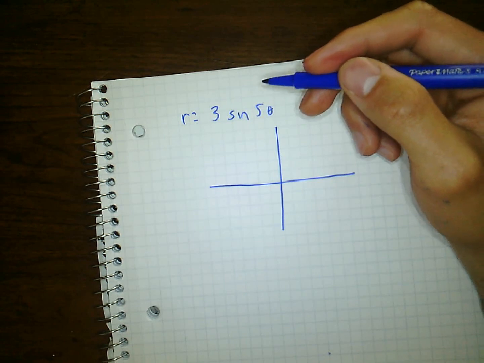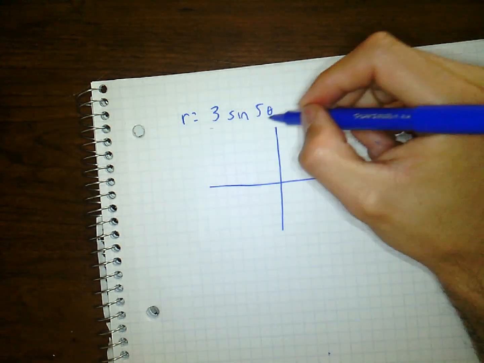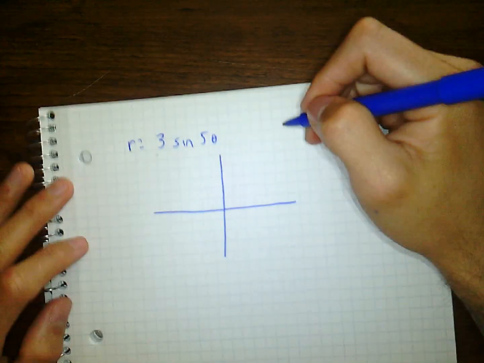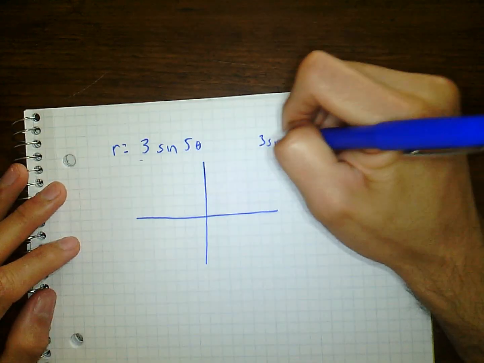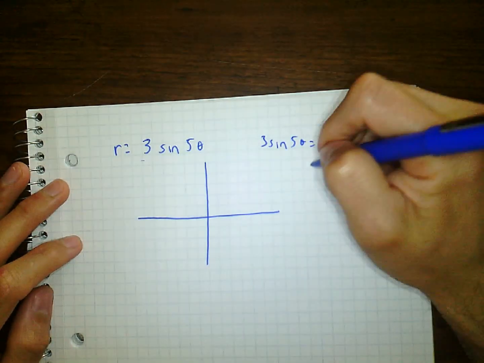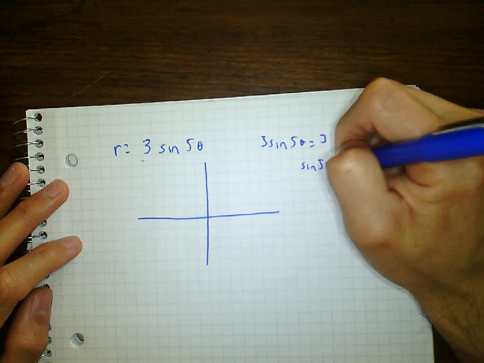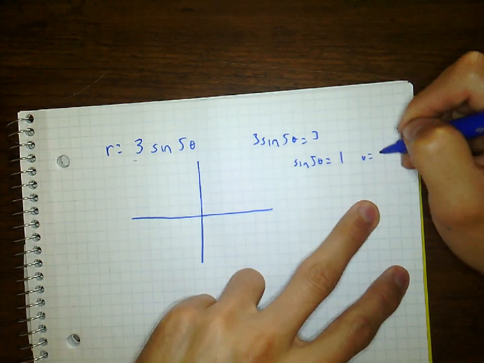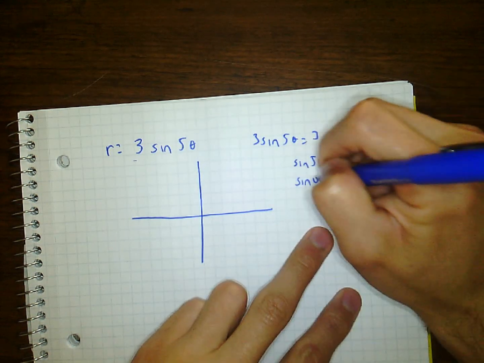I know the length of the petal, so I'm going to set this equal to the length of the petal. It's going to require a little bit of knowledge from back in trigonometry. So 3 sine 5 theta is equal to 3. I divide both sides by 3, so that gives me sine of 5 theta is equal to 1. You can pretend that's u. You can let u equal 5 theta, which means the sine of u equals 1.